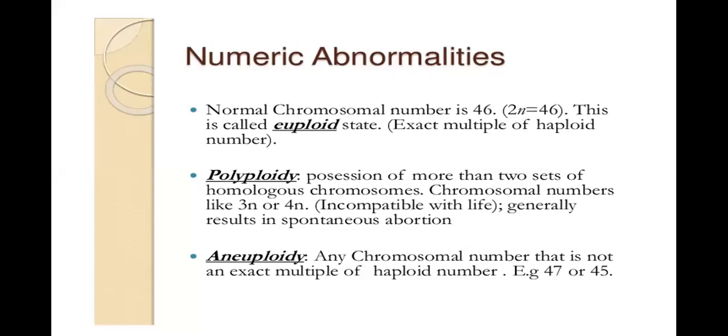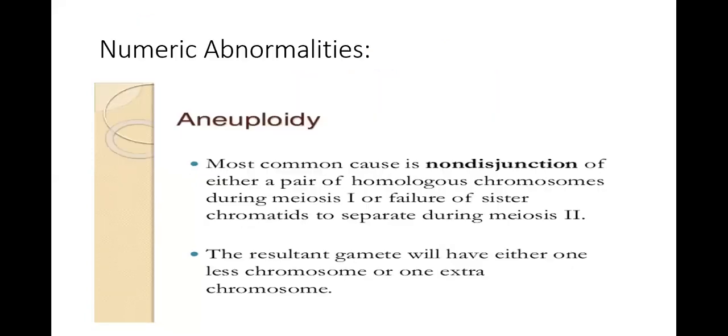And polyploidy, as I've told you, is possession of more than two sets of homologous chromosomes. Chromosome numbers like 3n and 4n generally result in spontaneous abortion. As I told you in the first lecture, 50% of abortions occur because of chromosomal abnormalities. So, I hope it is clear what is a normal chromosome number, euploid, polyploidy, which is more than two sets of chromosomes, and aneuploidy, which is not an exact multiple of the haploid number.